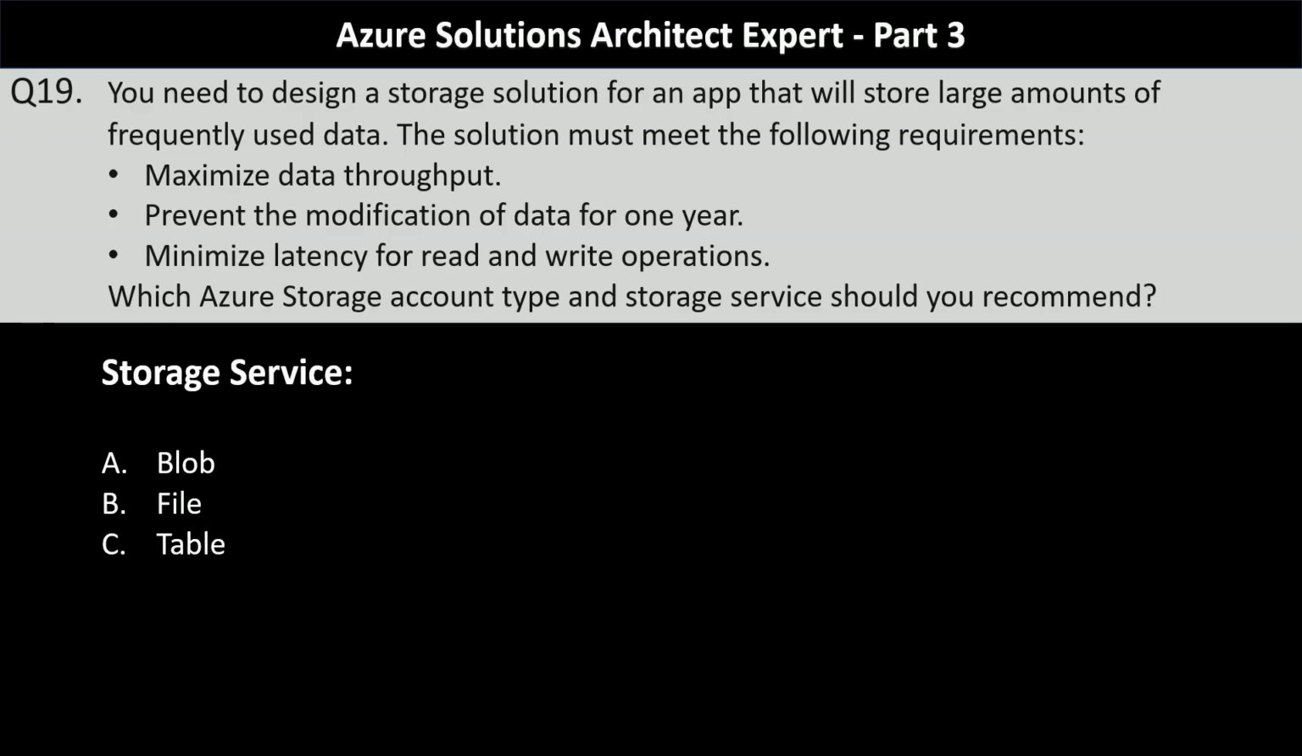Now, the next part of the question was storage service, and your options are blob, file, table. And folks, you should recommend blob service in this case. Blob storage is optimized for storing massive amounts of unstructured data, and it can handle frequently accessed data easily. Azure Blob Storage supports object-level immutability policies, which can prevent the modification of data for a certain period, satisfying the requirement to prevent data modification for 1 year.